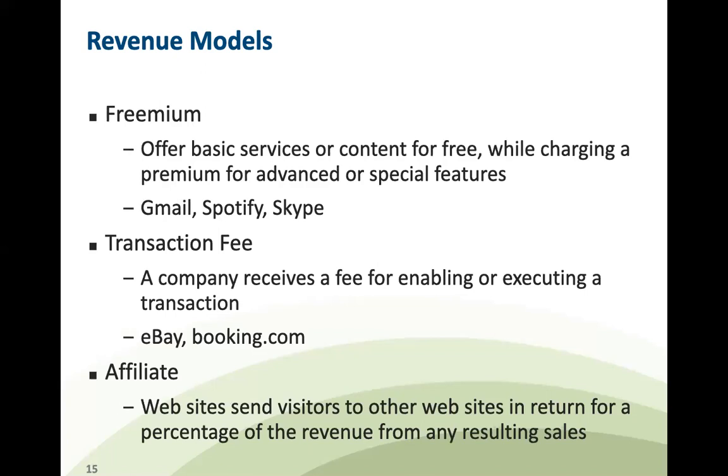Then another revenue model is the freemium, offer basic services or content for free while charging a premium for advanced or special features. So in Gmail, Spotify, Skype, and then Adobe, many applications are there. So the basic services or content will be provided for free. But if you want more advanced functionalities or features, then they will charge a premium, right?